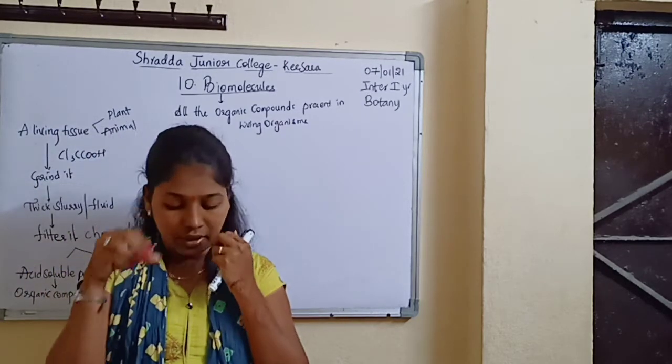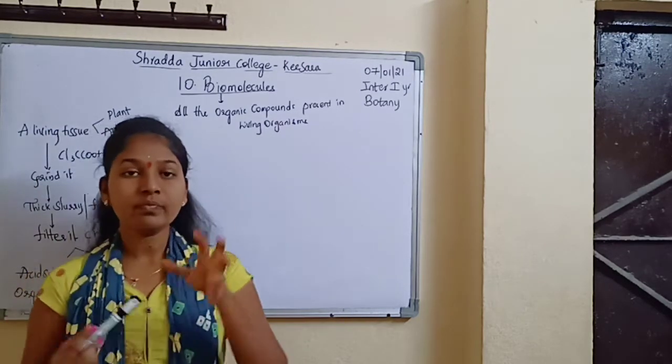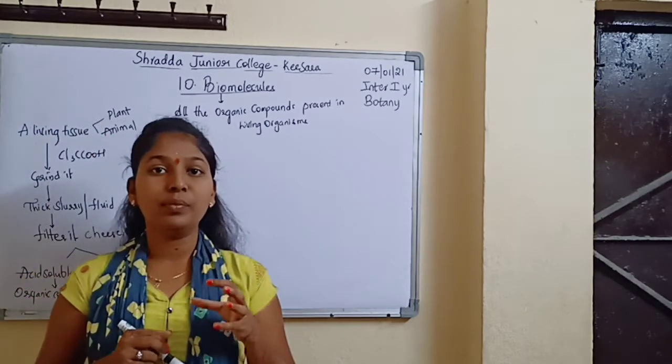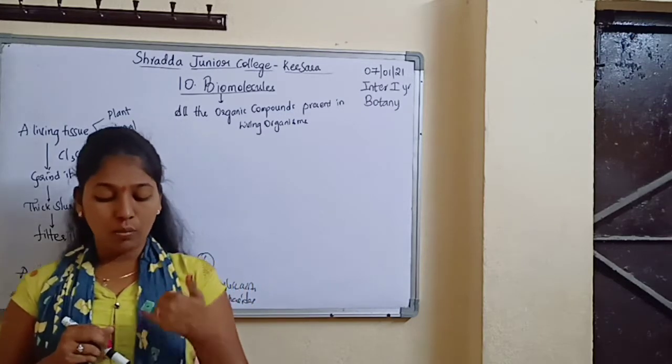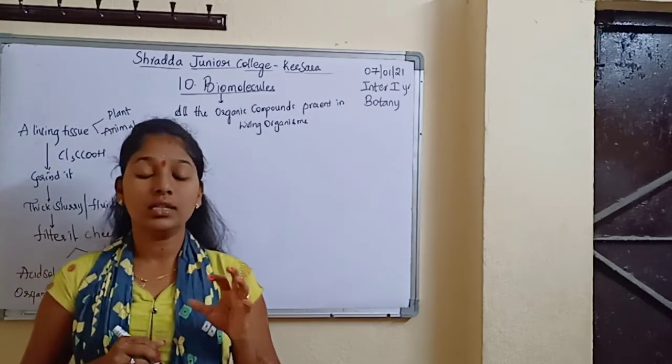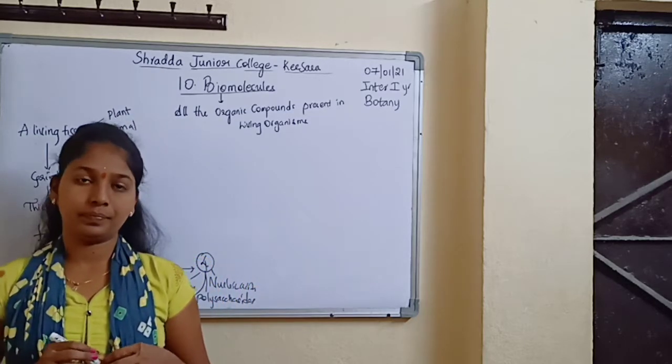The dried plant material, that dried plant material, we will burn that. After burning, all the carbon compounds are removed or released in the form of carbon dioxide and water.